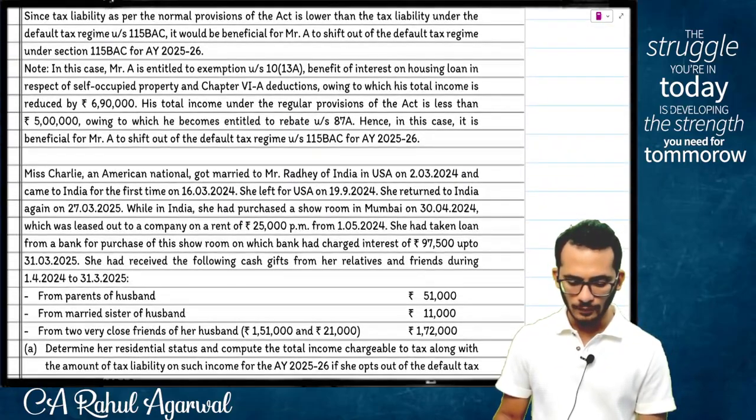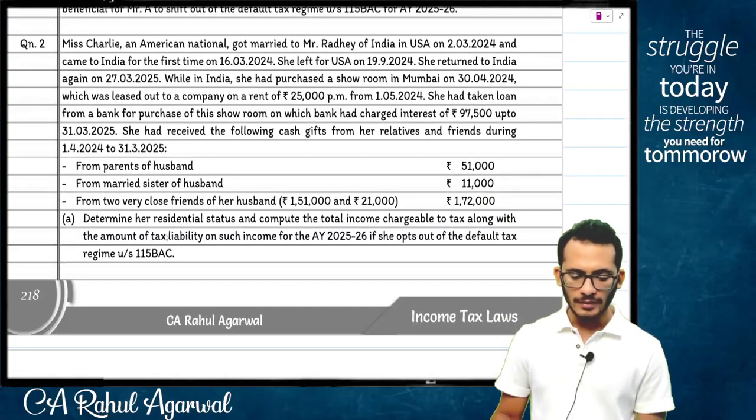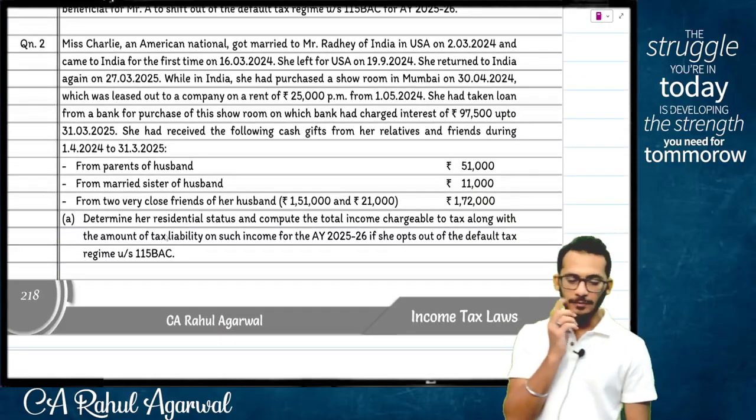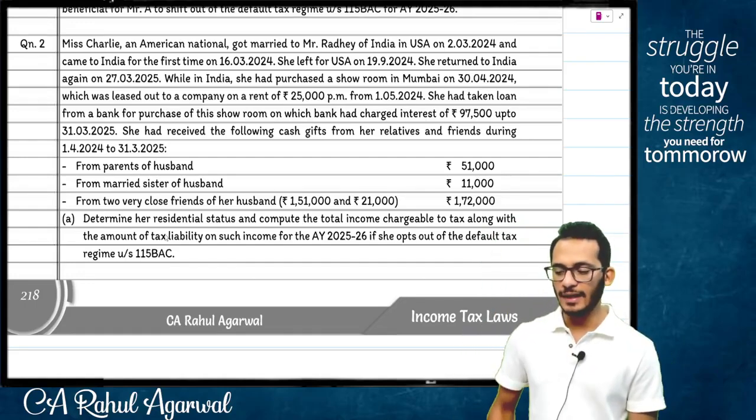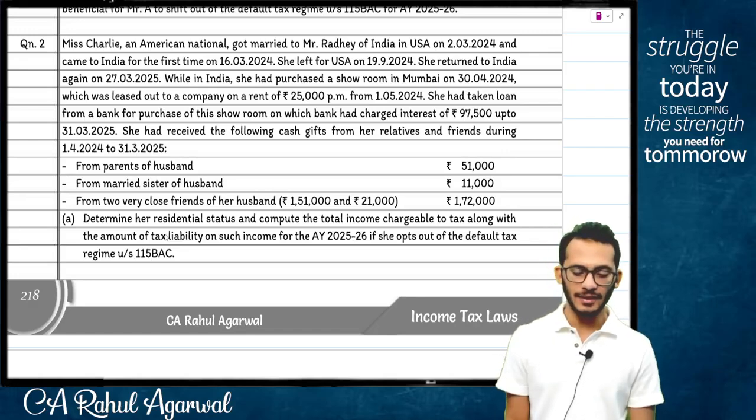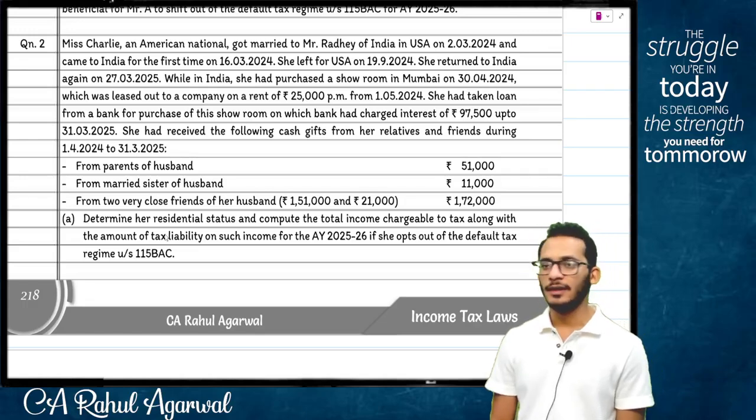Question number 2. It says, Miss Charlie is an American national and has got married to Radhe of India in USA on 2nd March 2024 and has come to India for the first time on 16th March 24.